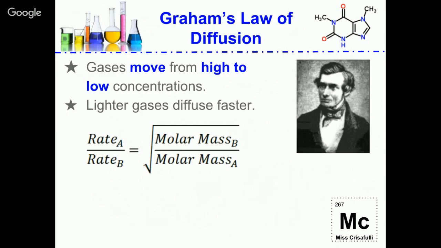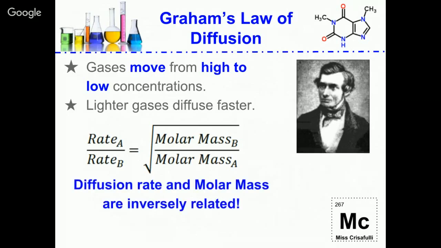The rate of diffusion, if you look at the equation, is the rate of A over the rate of B is equal to the square root of the molar mass of gas B over the molar mass of gas A. Another way of saying this is that there's an inverse relationship between rate and the molar mass. So the diffusion rate and the molar mass are inversely related.